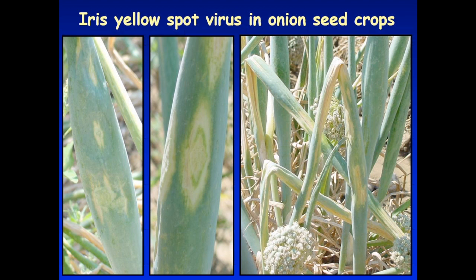And then once the seed stalks lodge like that, the seed doesn't finish filling out. So you end up with a lot of unfilled seed, poor quality seed. That seed could maybe be sized out during the conditioning part of things, but you can get a very significant yield reduction.